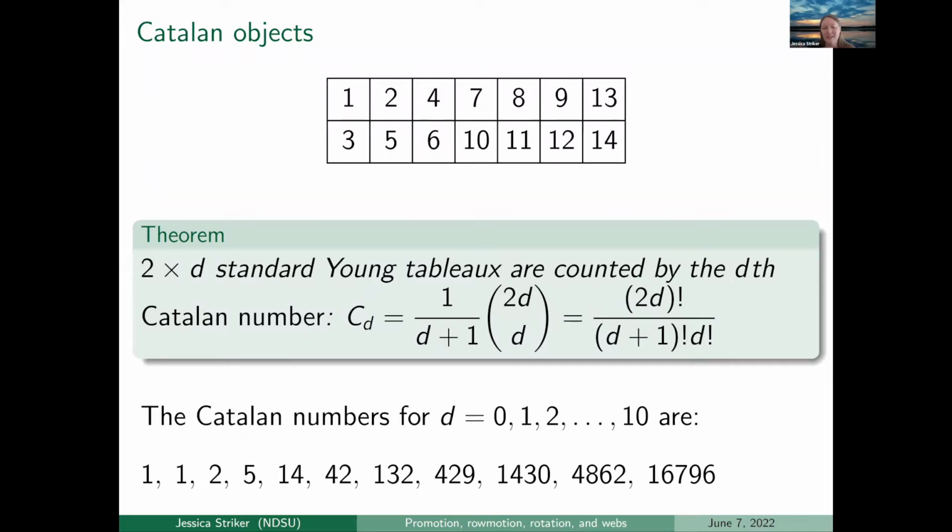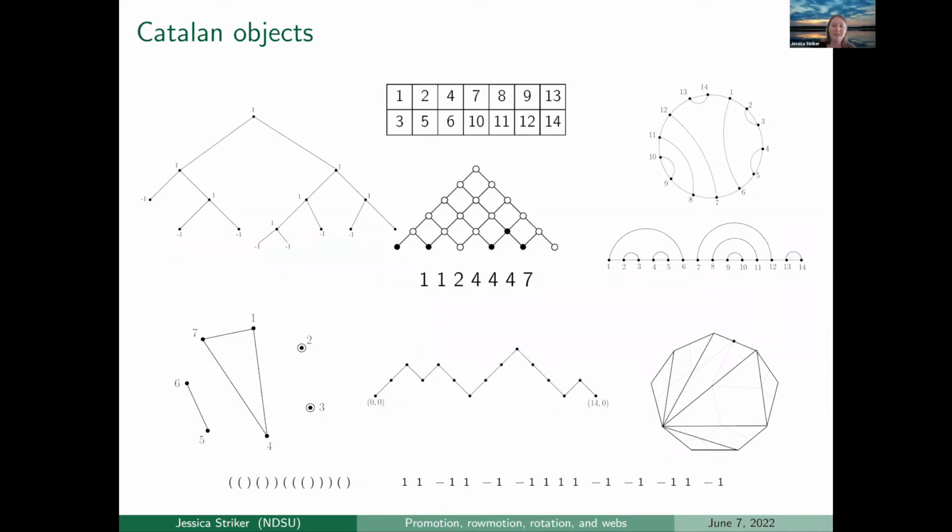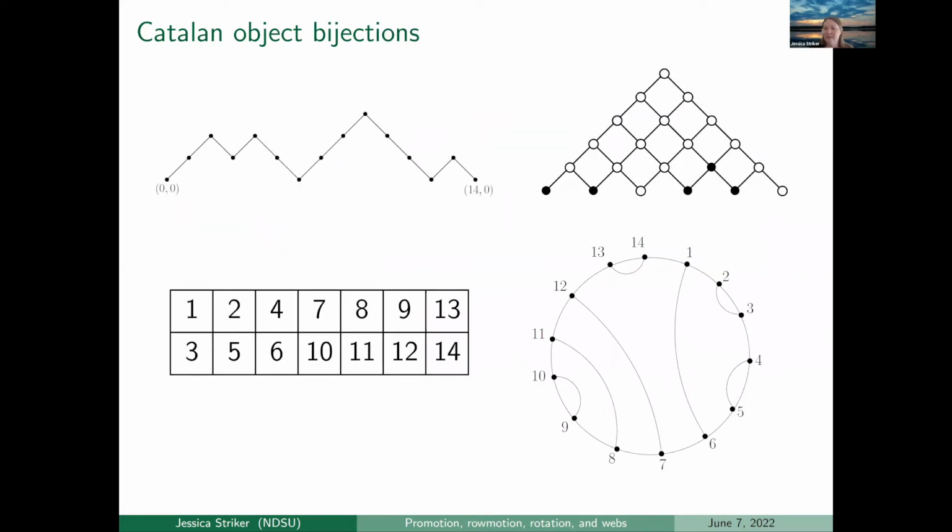So besides being lovely numbers to look at, they count lots of things. And so here are some of the things that Catalan numbers count. And one reason that we love Catalan numbers so much is because there are nice bijections between all of these objects. So let's just review a couple of them.